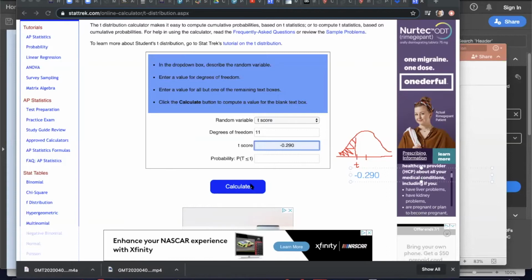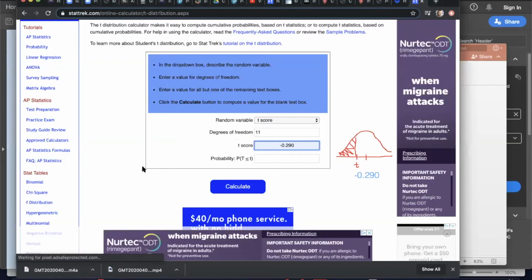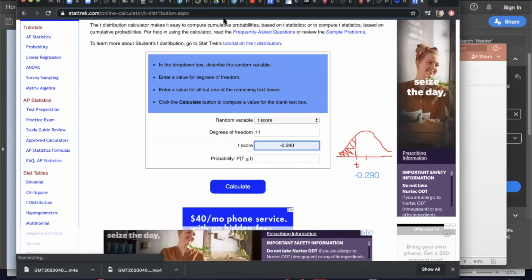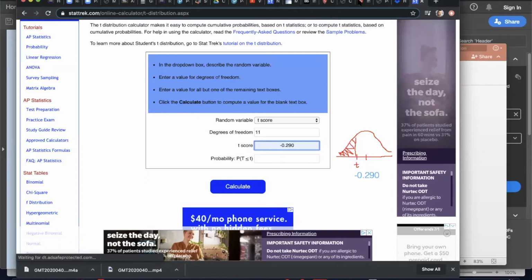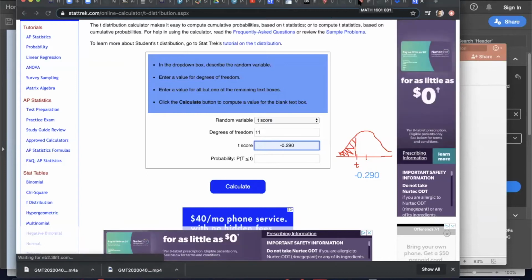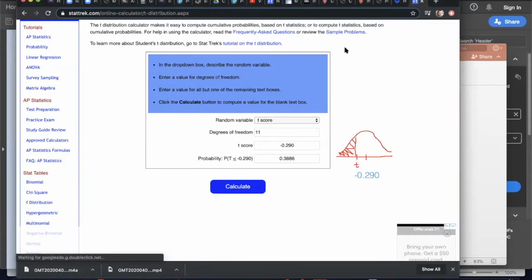All right, so I hit calculate. And eventually it should tell me that the p-value is, okay, there's the p-value. As I mentioned, my internet is a little slow today. The p-value is 0.3886.